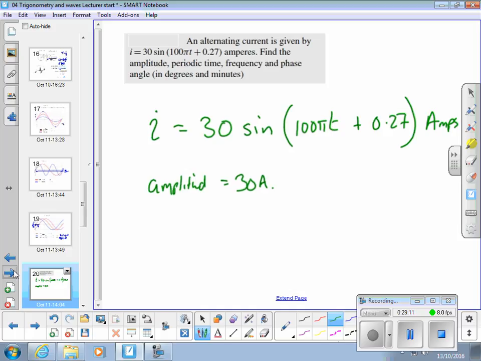You know that this is in the form of i equals the amplitude times sine(omega t plus or minus alpha). That's the form it's in. So if you're given this in the exam, I'd probably expect you to make that statement, that you know it's in that form, and therefore the amplitude A is simply 30 amps. You just pull a number out of that equation.